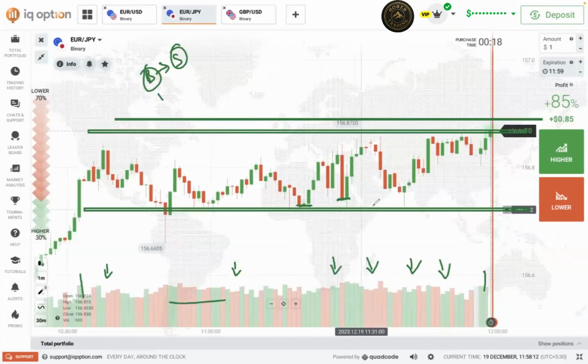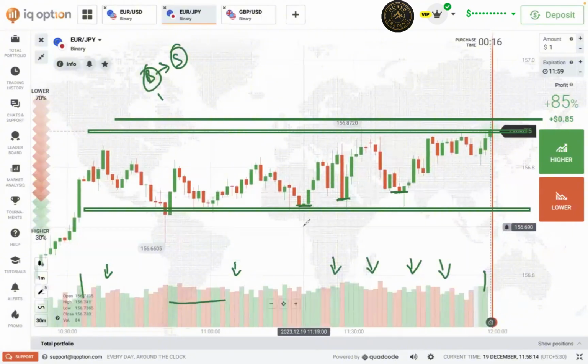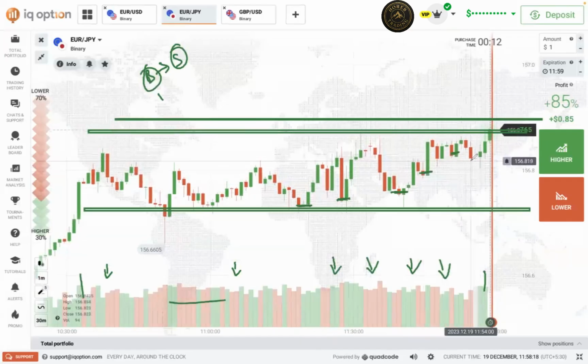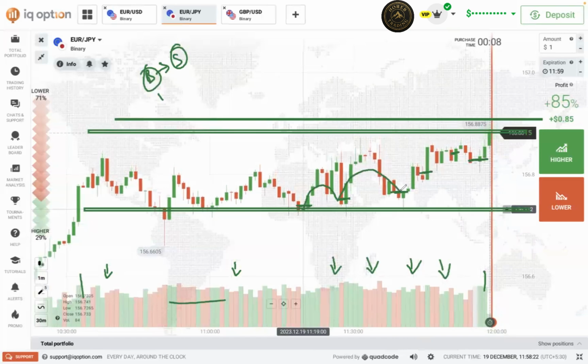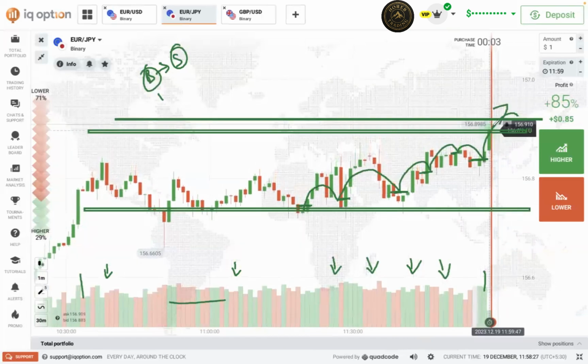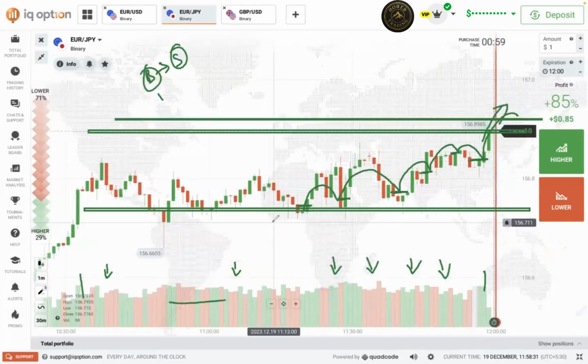The price is shifting here. We are having a higher low, a higher low toward resistance. If you see it like this, you have to know that the breakout will happen. It's a sign of a breakout. It's a potential breakout.